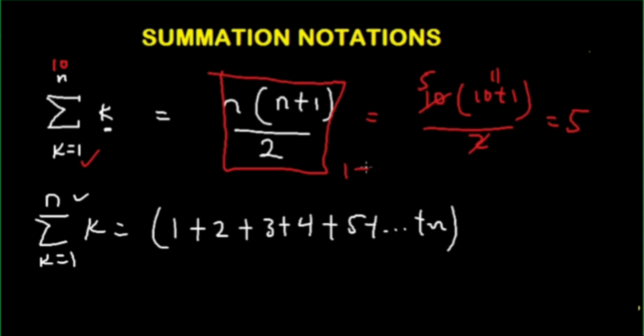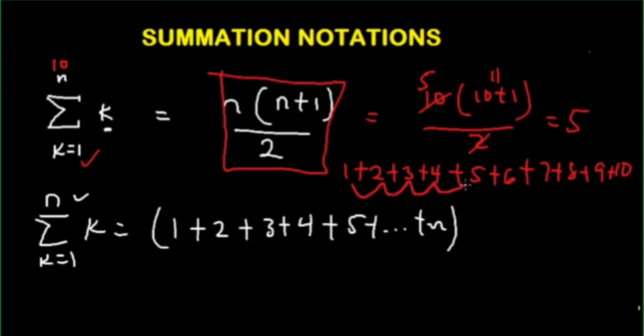Should we check it? So 1 plus 2 plus 3 plus 4 plus 5 plus 6 plus 7 plus 8 plus 9 plus 10. Let's try it. 1 plus 2 is 3, 6, 10, 15, 21, 28, 36, 36 plus this is 45, and this is 55. So it's the same as the 55 we got here. Can you see that it's the same? So instead of going through the stress of doing 1 plus 2 plus 3, you can just use n into bracket n plus 1 over 2, and that will be all. That is when it's a power of 1, right?